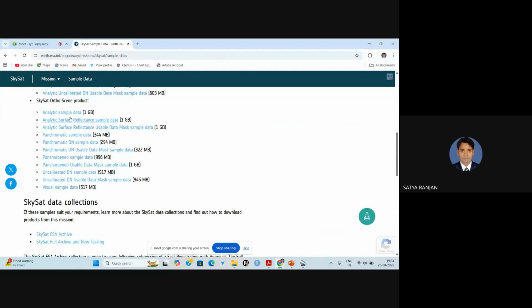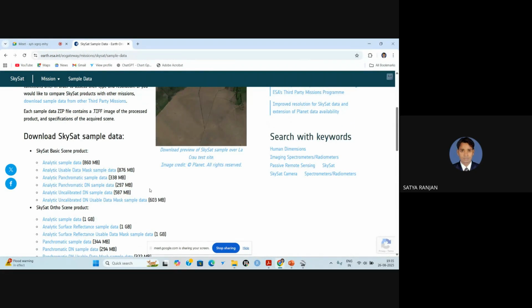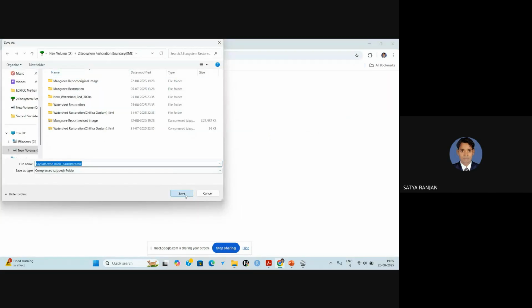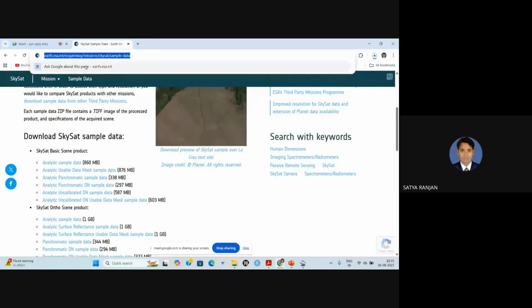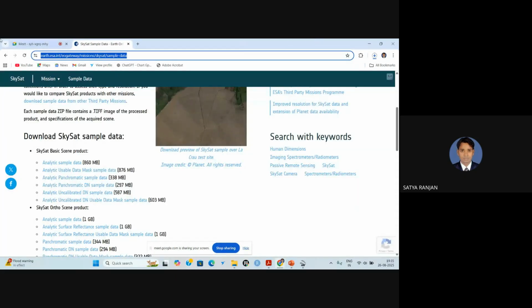So this is 1 GB of data. Panchromatic sample data is a panchromatic sample data. So this can be downloaded. Just give it to you in the comment section, just in the chat box. Just save it and try to download these files for practicing and analyzing this data.